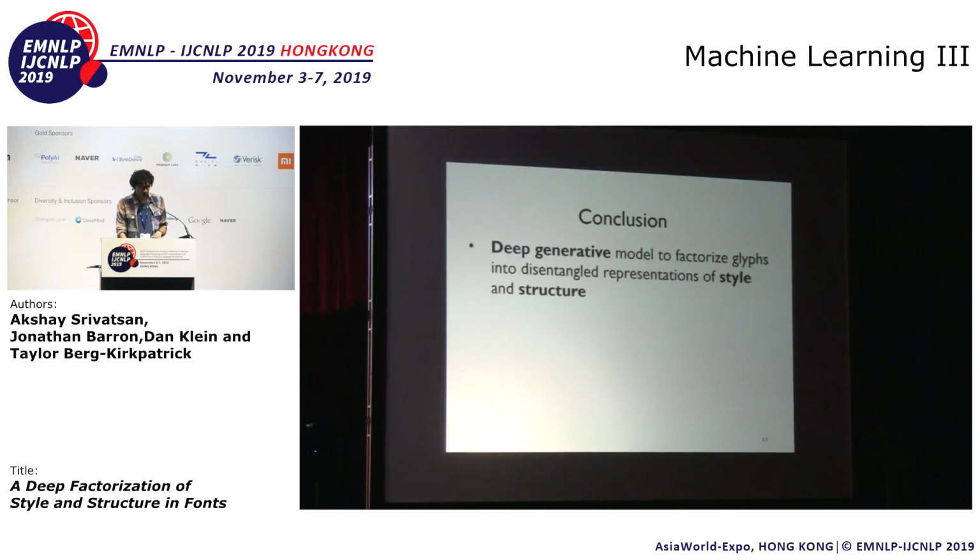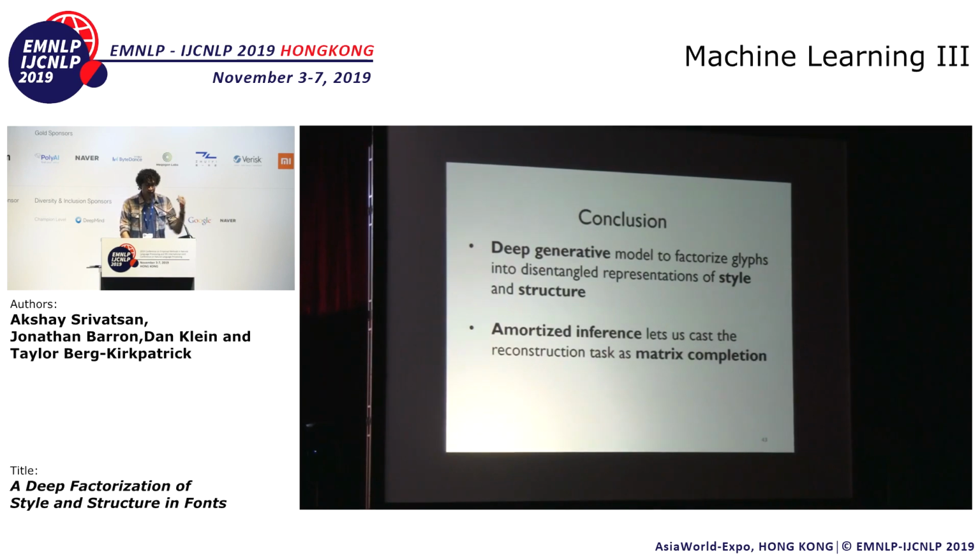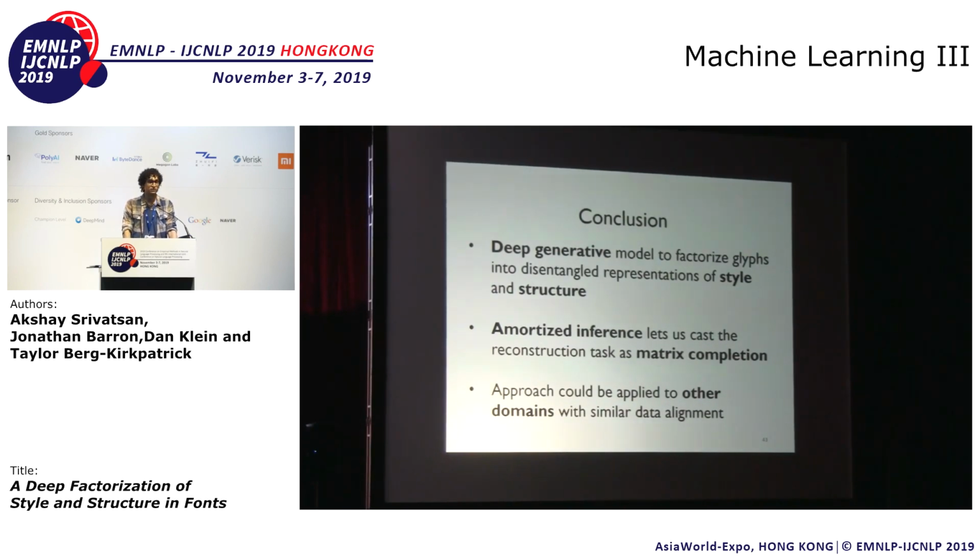So to summarize this work, essentially we've introduced a deep generative model which factorizes glyphs into disentangled representations of the style of the font and the structure of the underlying character. And we've leveraged amortized inference in order to let us cast this reconstruction task as one specifically of matrix completion. One thing that's really cool about this is that most of this model so far is not really specific to fonts as a task, or even just vision.